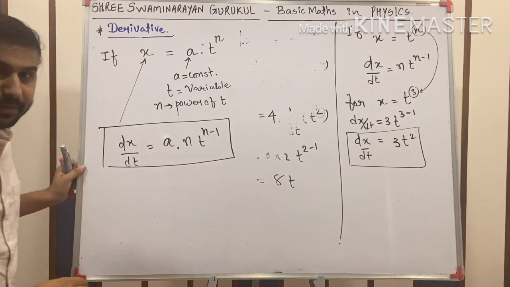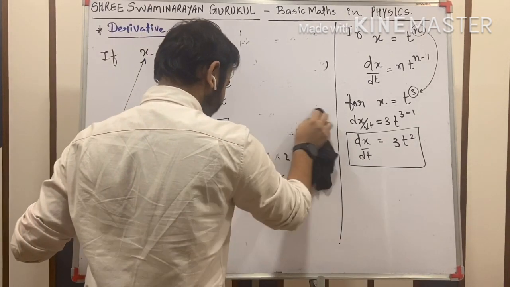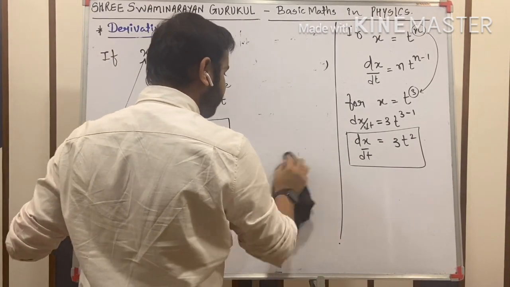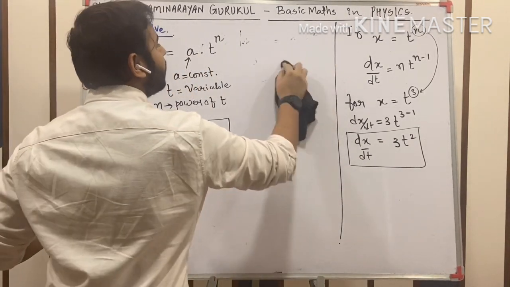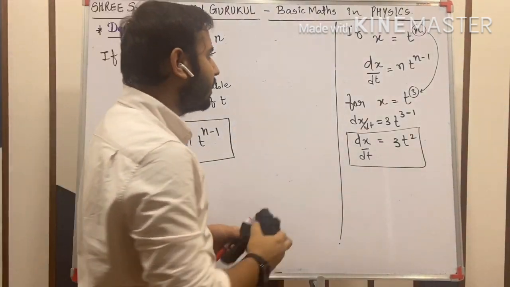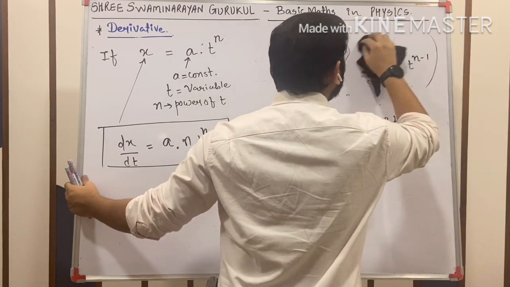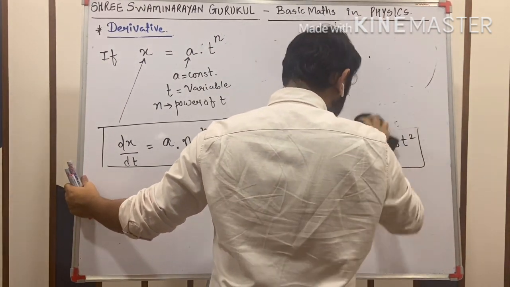This formula is correct for the addition rule and the subtraction rule also. It is not correct for the multiplication rule and the division rule, which we are going to study in our next lectures. Correct for addition.